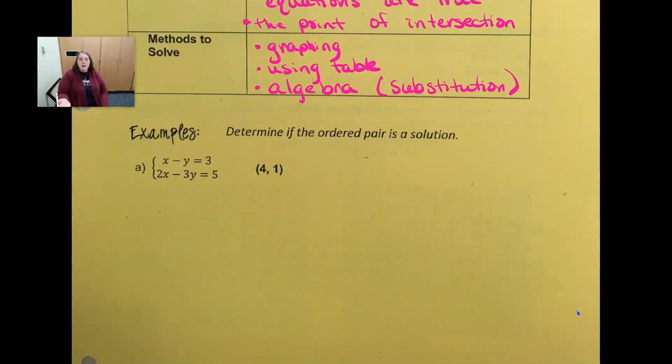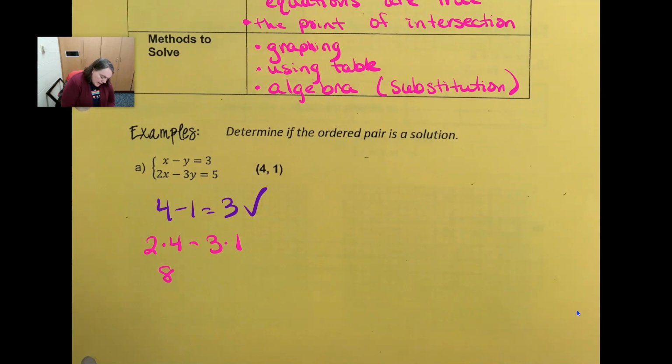Before we do that, we've already discussed this because we've been checking, but sometimes you're just going to be given a system and then they'll ask you if the ordered pair is a solution. All you do is plug in, just like we did when we checked. So I'm going to do 4 minus 1, that's 3. So that one checks. Then I'm going to plug it into the bottom one. 2 times 4 minus 3 times 1 is 8 minus 3, which is 5, which is what I wanted. So that one checks. So our answer is yes.